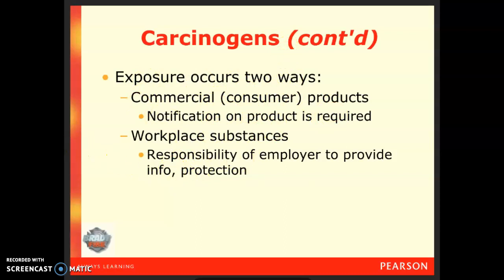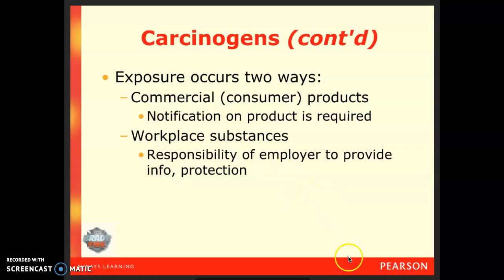Now the other place where you can see these are workplaces, and it becomes the responsibility of the employer to provide info and protection if you are exposed to those kinds of substances, which brings on the question: why are there so many lawsuits about asbestos and mesothelioma and those kinds of things? Well, the point of those lawsuits is that the plaintiffs, the people who are suing, are making the claim that the employer should have known better and should have provided them appropriate ways to protect themselves.